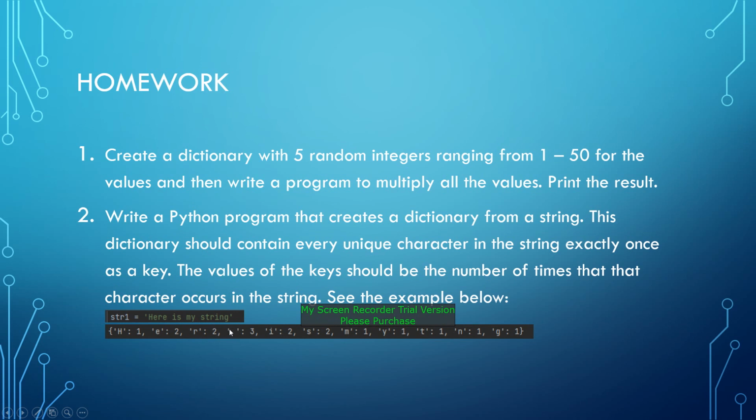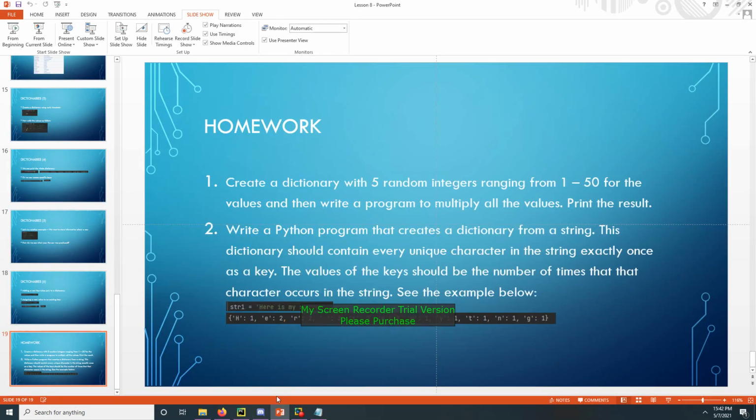You'll see for the space, I also count spaces. For the space, we have 3. We have here, so that space, and that space. I, we have 2, that one. S, we have 2, and so on and so on. All right. I hope that makes sense.